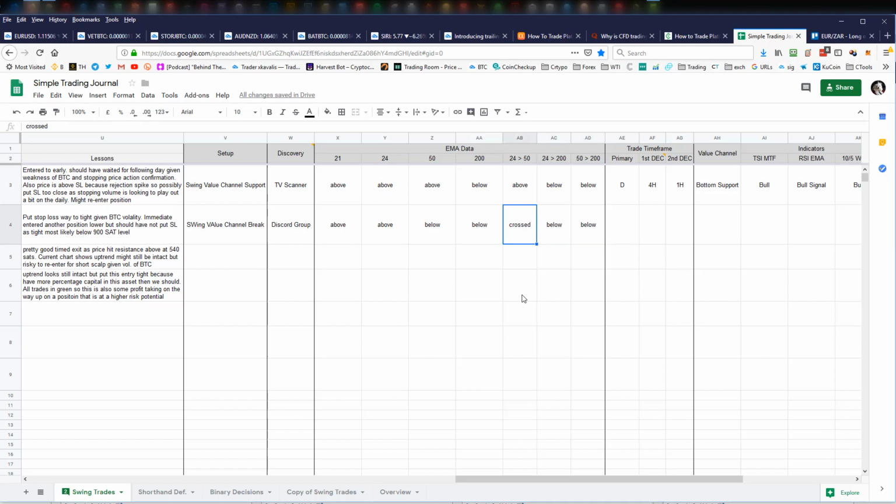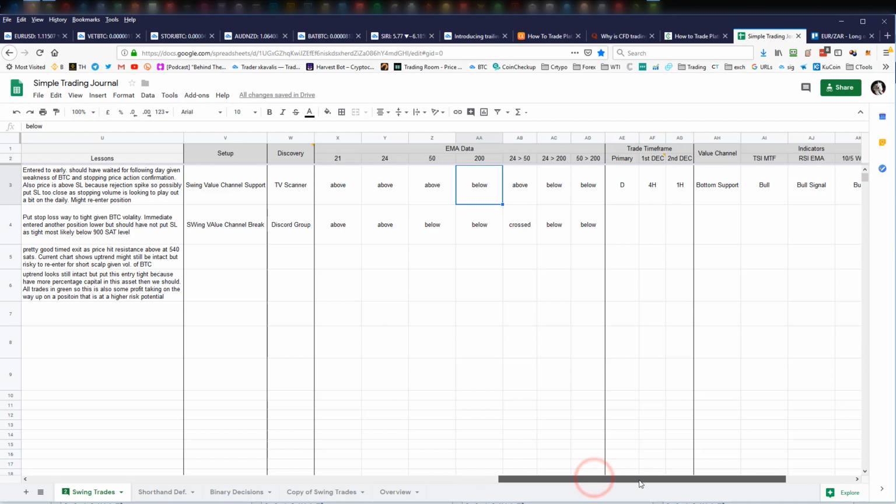Because then you can go back and run reports and data on this, and you can say, well, when I do a swing value channel support trade from the TV scanner, and the 21 is above, or the 24 is above the 50, these trades work out. Or when price is above the 21 but below the 200, I have a win rate on those of about 50%. That's the type of stuff that you can do with data analysis and something like this.